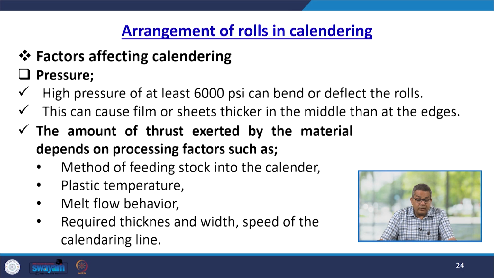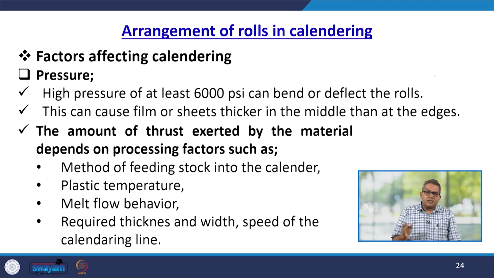There are various factors that affect the calendering operation. One is the pressure. A high pressure of at least say 6000 psi can bend or deflect the rolls. So, rolls may bend and smoothness or deformation may occur in the final product. Now this can cause the film or sheets, sometimes, to be thicker in the middle than at the edges.